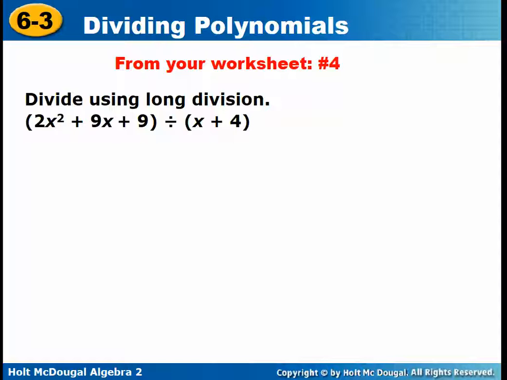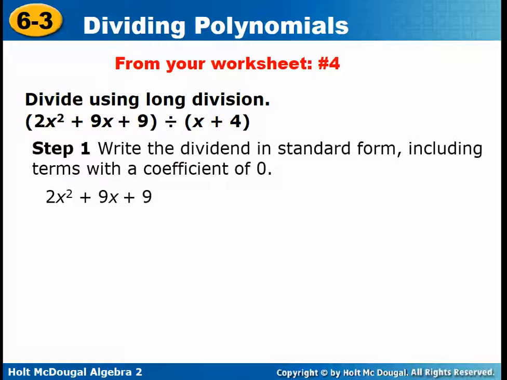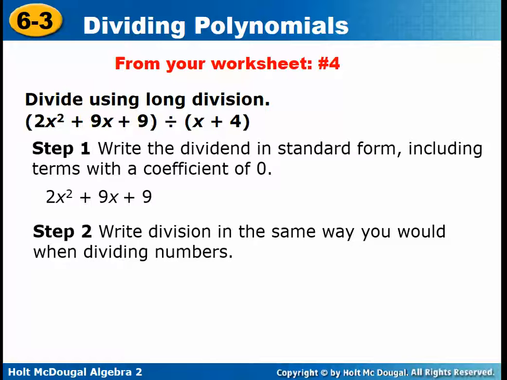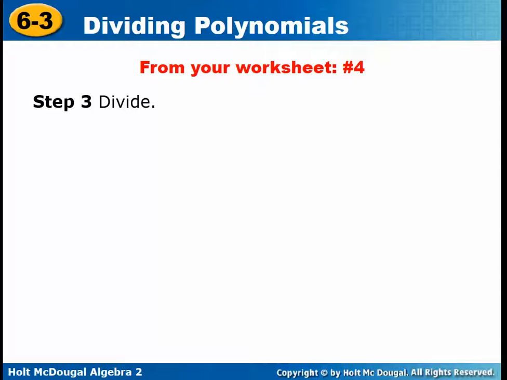All right, this is an example from your worksheet. So get your worksheet out and look at number 4, and you can do this one along with me. So again, we are going to start by making sure that this is in standard form. 2x squared plus 9x plus 9. This is in standard form and there's no terms missing, so I don't have to use any placeholders this time. The x plus 4 is going to go in front on the outside, and then the 2x squared plus 9x plus 9 goes inside the division brackets. All right, now we're ready to divide.